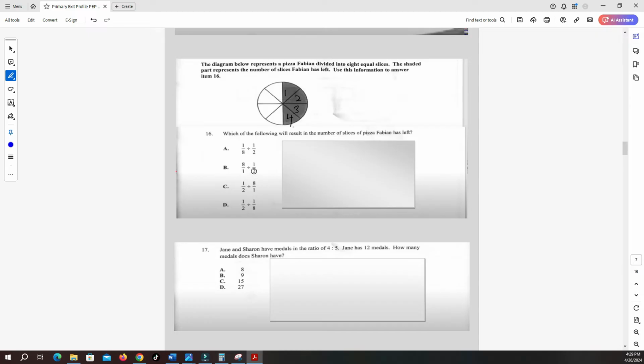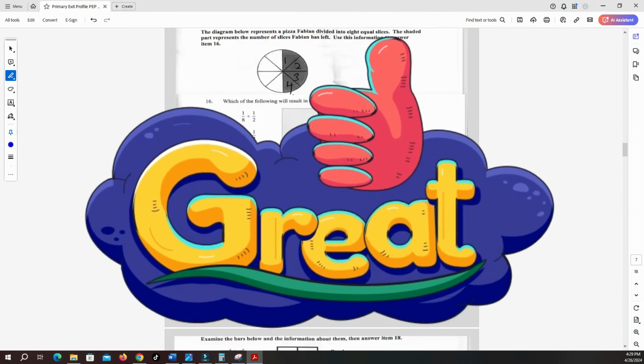If we do it this way, it's going to be 16 over 1. If we do it this way, it's going to be 1 over 16. If we do it this way, 8 times 1 half, 4. Yeah, this would be it. So this one would be it, definitely.